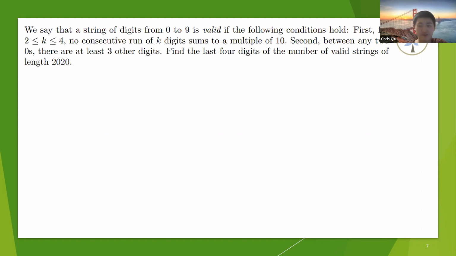And the solution to this problem is also going to involve states. So it's going to be kind of similar to the problem that we just did.